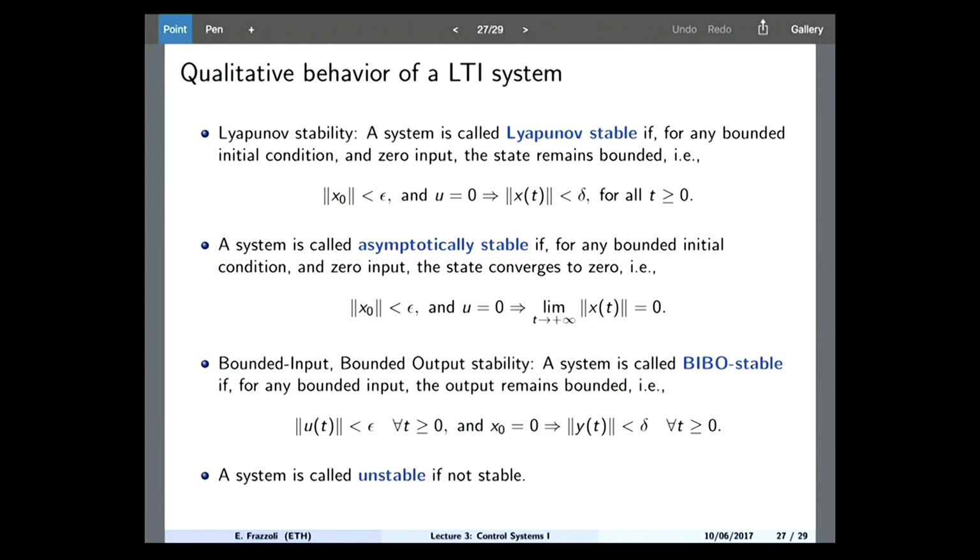Then I also say that the system is BIBO stable, that is, bounded input, bounded output stable, if for any bounded input, the system output will remain bounded. And then I will say that the system is unstable if it is not stable according to any of these definitions.